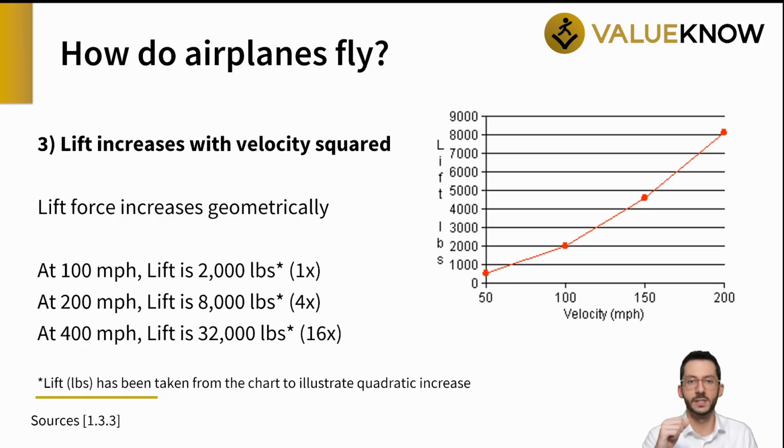When the speed increases to 200 miles per hour, doubling the speed, the lift becomes 8,000 pounds, which is 4 times that of previously. At 400 miles per hour, the lift reaches 32,000 pounds, or 16 times the lift we had at 100 miles per hour. This means that by increasing speed, we dramatically increase the lift force generated by the airplane.